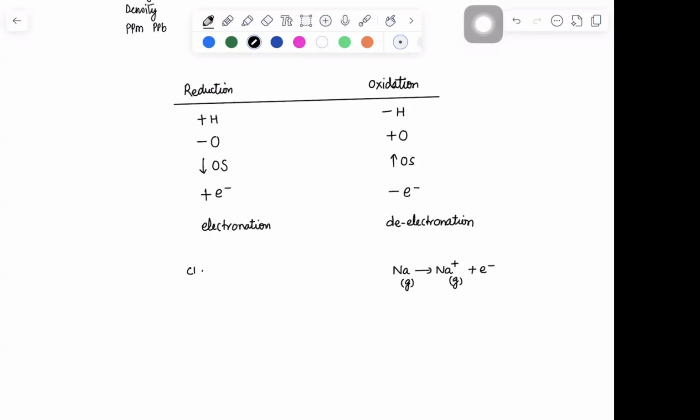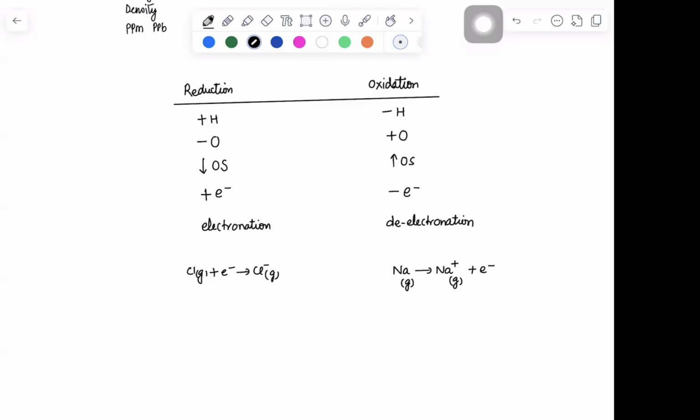Similarly, chlorine gas, taking an electron, becomes Cl minus gas. In a way, it is representing electron gain enthalpy, or it is reduction also. Because electron gain enthalpy is defined as capturing an electron by an isolated gaseous atom. So chlorine gas is capturing an electron, becoming Cl minus gas. Hence, it is an example of electronation. Yes or no? Is it clear?